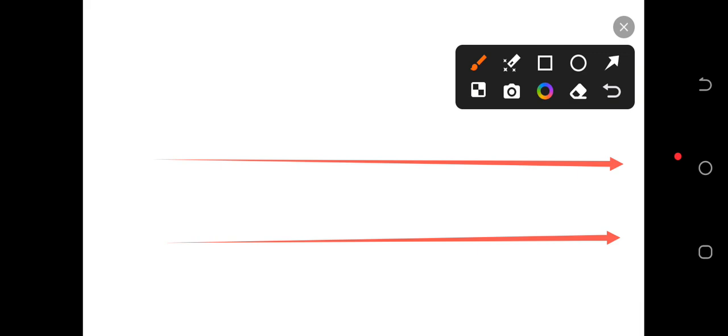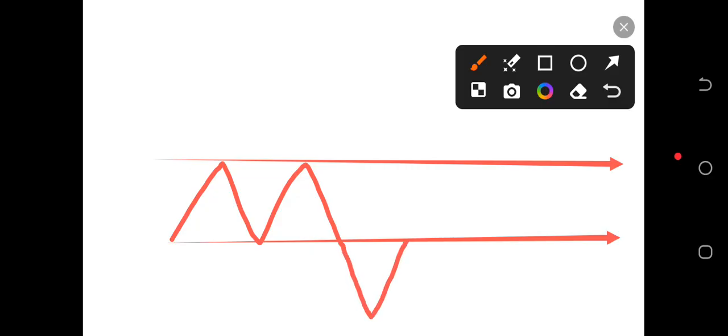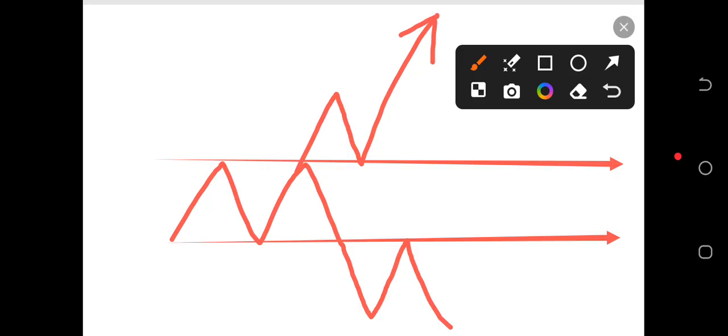In some situations, you will see scenarios like this. If there's a breakout like this, the market may touch this level first and then finally go down. If there's an upper breakout, it may retest this level and then finally shoot up.